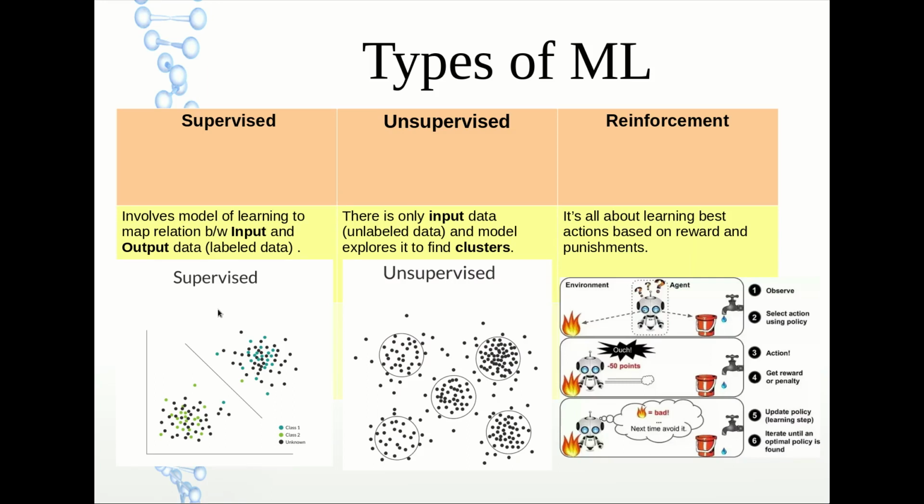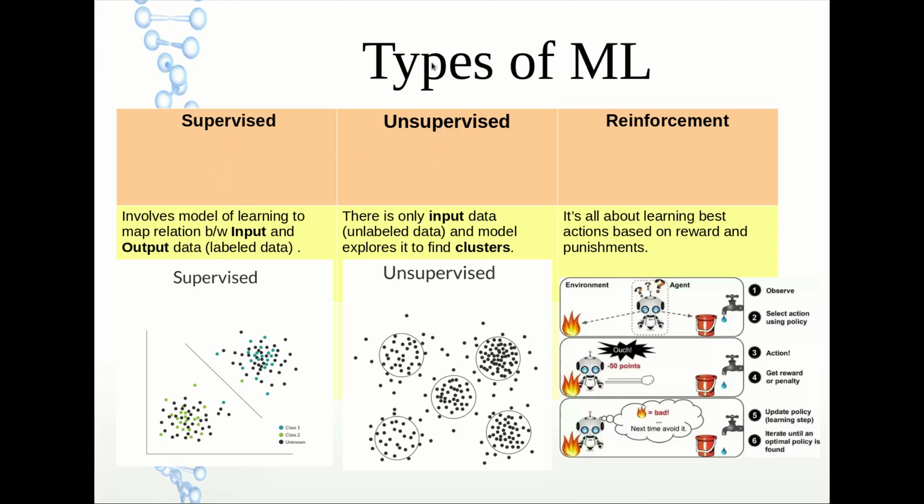If you see this diagram over here, there are two axes, x and y, and the classes are green class 2, blue class 1, and this purple as unknown. There is a separate boundary, and this is a classification problem once again. In this case you have input and output, and this is supervised. It involves a model learning to map the relation between input and output data, and the data is called labeled data when you have input and output clearly mentioned in your data. So this is supervised machine learning.